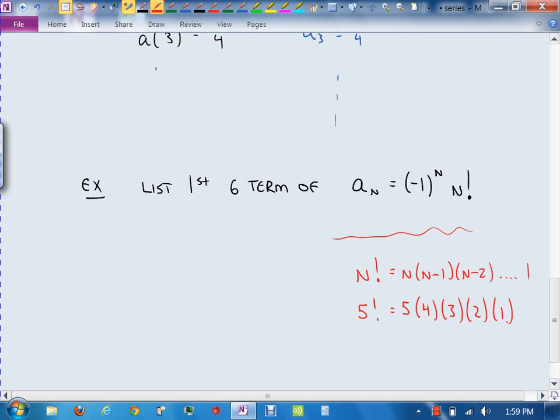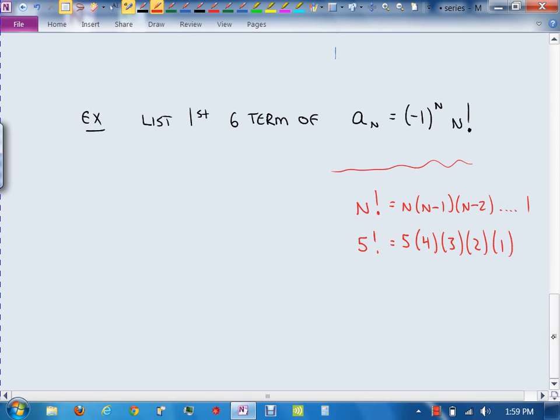So what would the first 6 terms of this sequence be? Let's get back to the question. A sub 1 would be negative 1 to the 1 times 1 factorial. What's negative 1 to the 1? Negative 1 times 1 factorial. What's 1 factorial? 1. So this just turns out to be negative 1.